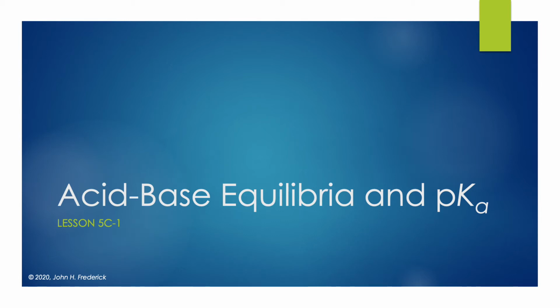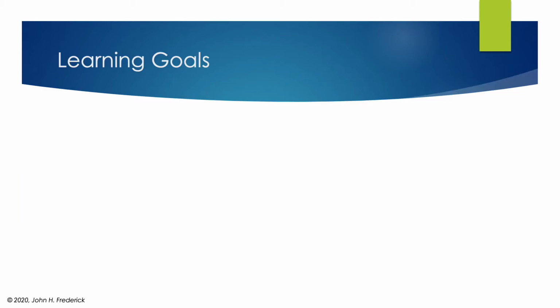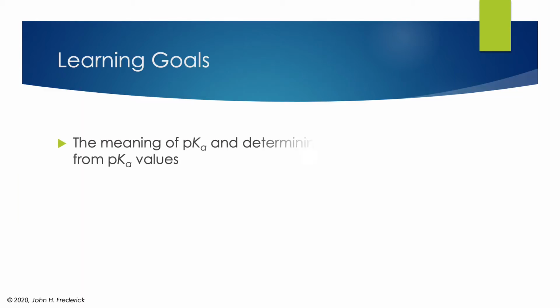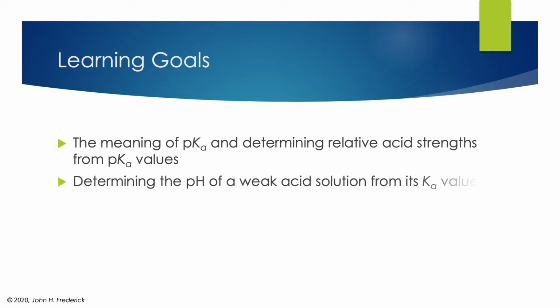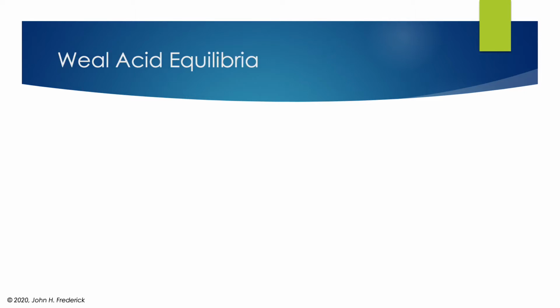We're going to spend a few minutes now talking about acid-base equilibria and the Ka values that are associated with those equilibria. Our learning goals include the meaning of pKa, as a variation of Ka, and determining relative acid strengths from pKa values. And then I want to talk about how to determine the pH of a weak acid solution from its Ka value. So let's start by thinking about weak acid equilibria.